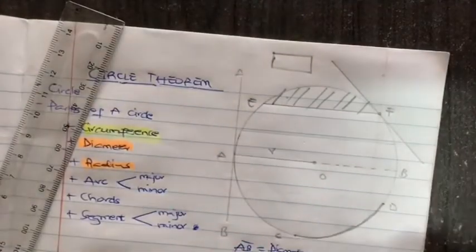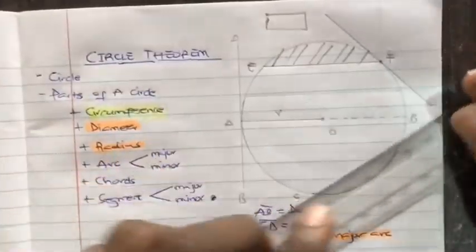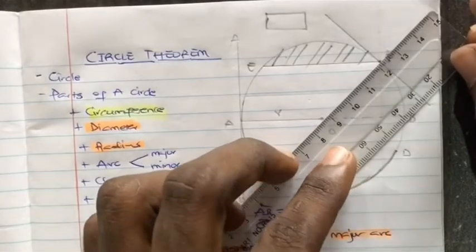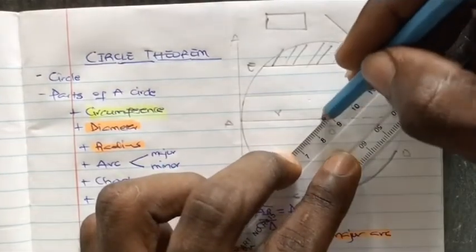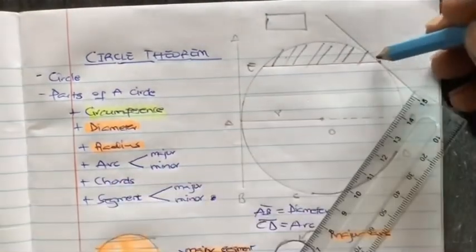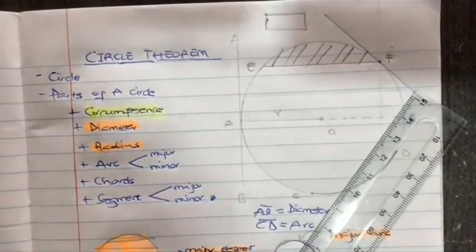But there's a relationship between the radius and the tangent. When you measure the angle formed, you see that it is 90 degrees.